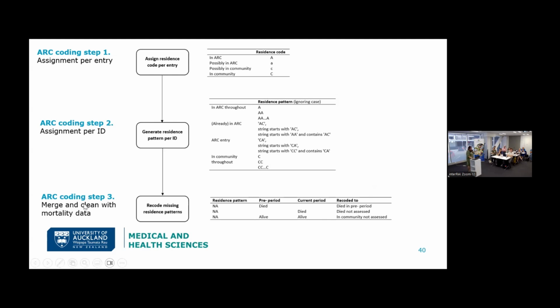The next step, the third step, is to merge and clean the data set with the mortality data. We have to do this because the interRAI data is all assessments, right? But only a small proportion of older people have interRAI assessments. So when we connect that with the census data set, we'll have a huge proportion of people with no assessment, so we can't determine where they are. Using the mortality data, we'll be able to tell whether they were alive for a certain period and not assessed, or they're still not assessed, or they died and were not assessed before their death.